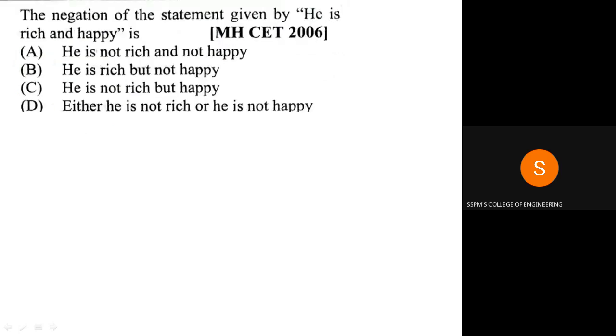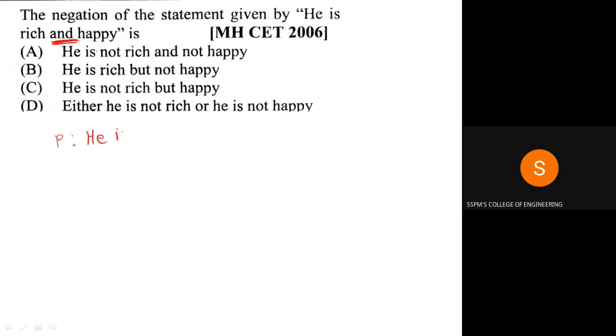So next example. The negation of the statement given: he is rich and happy. Negation is asked here. The statement is in the form of and. So what is the statement actually? We can write it in P and Q form. Then what will be P? P will be he is rich.